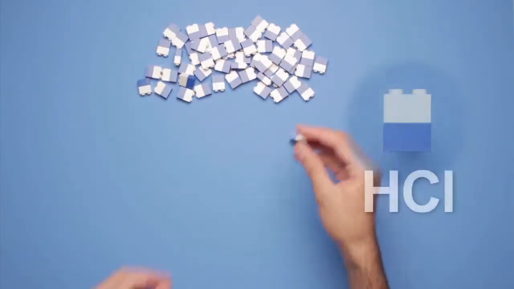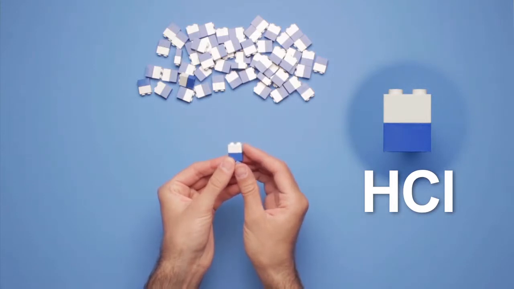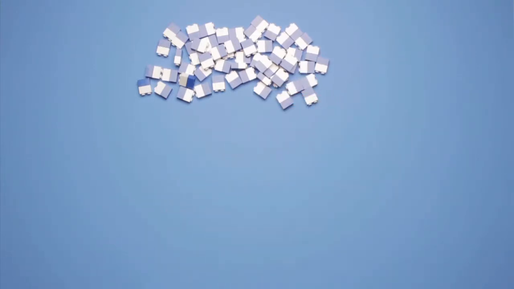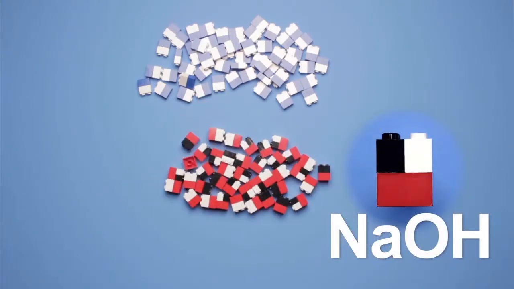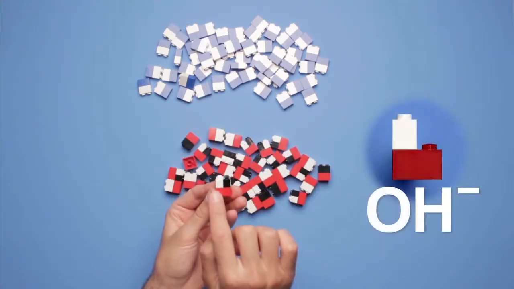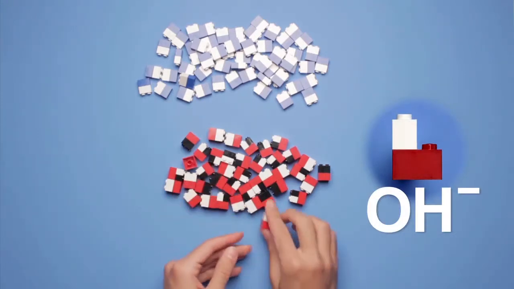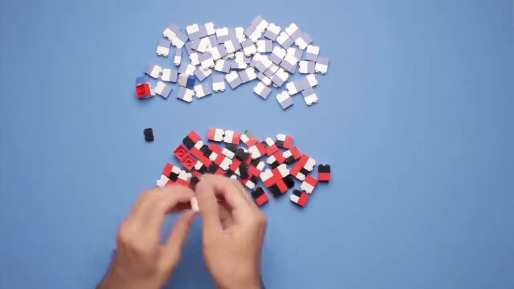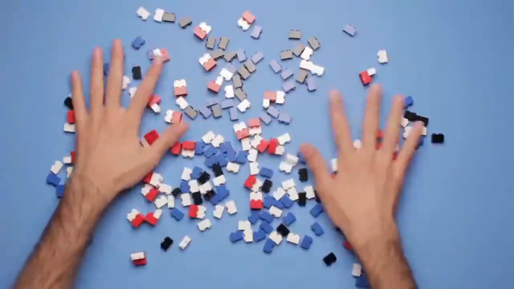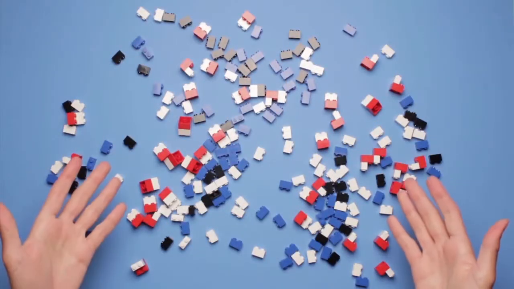Here's 60 HCl molecules. This piece represents the hydrogen ion, and this piece represents the chloride ion. And here are 40 sodium hydroxide molecules. This piece represents the sodium ion, and this piece represents the hydroxide ion. Remember that strong acids and bases dissociate completely in water, so I'm going to take apart all of these pieces here. This is our initial model.